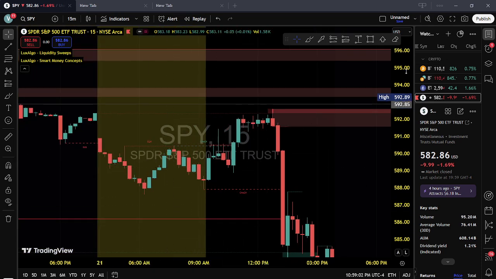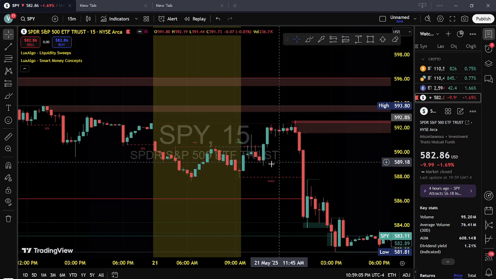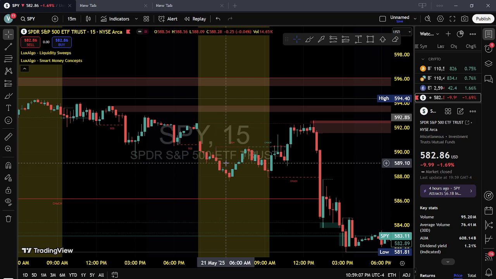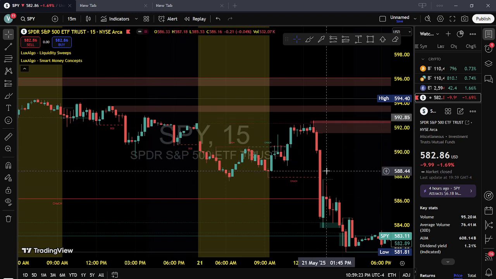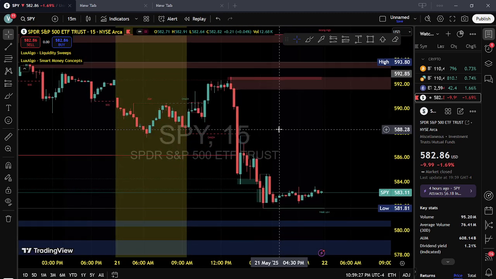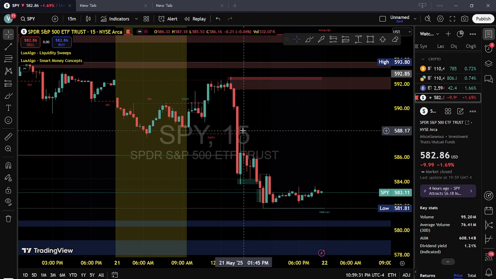So let's look at the levels, as I mentioned yesterday. If you look at my yesterday video, I provided 592 and 593 as the two exact levels where we see very good resistance, and this resistance can definitely act as resistance for today. And the same thing happened, right?